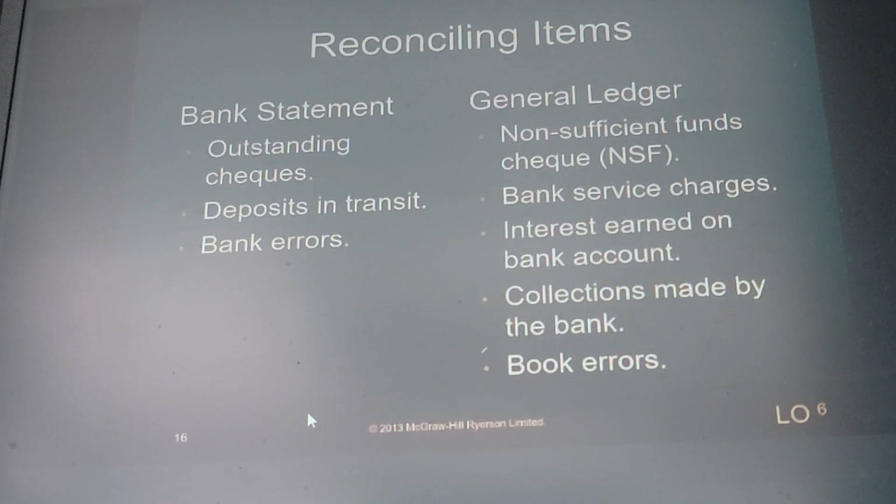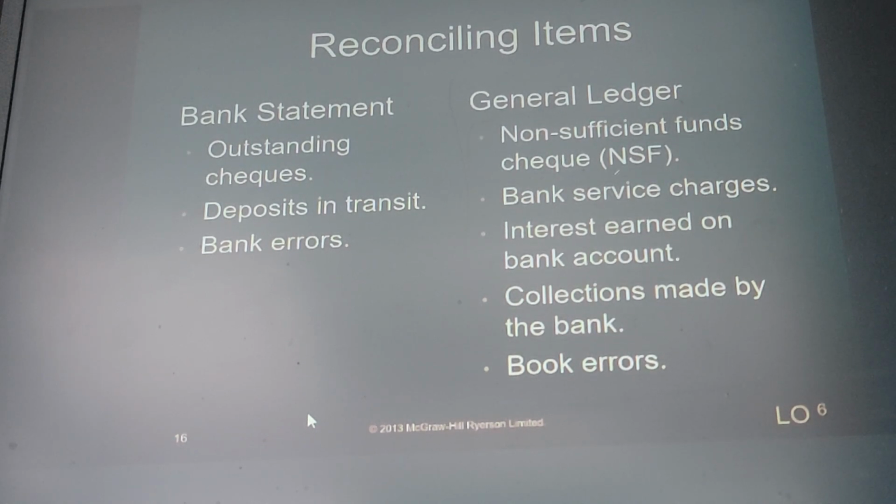Okay. Another thing, this is from the ledger side. Like we said, bank errors, or book errors. So book errors means the accountant recorded something wrong. So in the bank, they took the check, the check reads 1,000. For you, the accountant recorded 100. He just missed a 0. Okay, so that's a book error. You have to fix it.